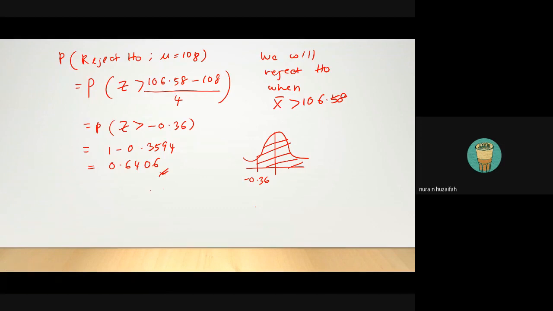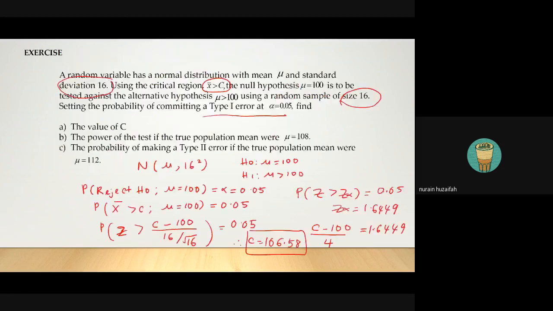That means the probability of rejecting H naught when H naught is false is 0.6406. So this is your value for the power of the test. Okay, that's the first part. First part, the value of C. You already have the value of C.